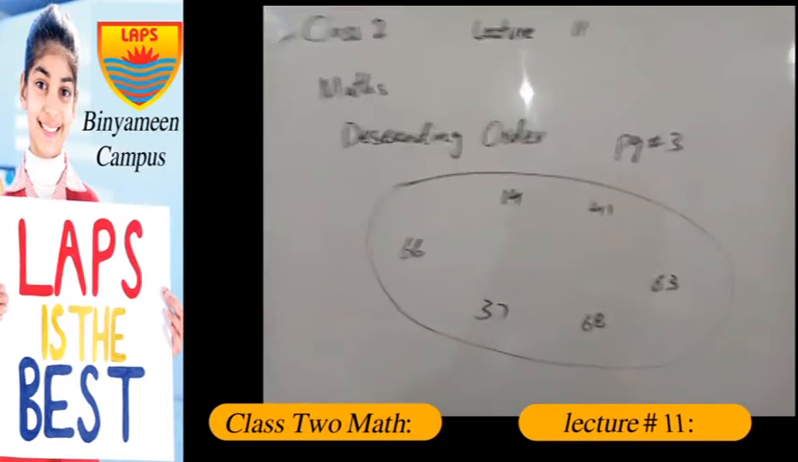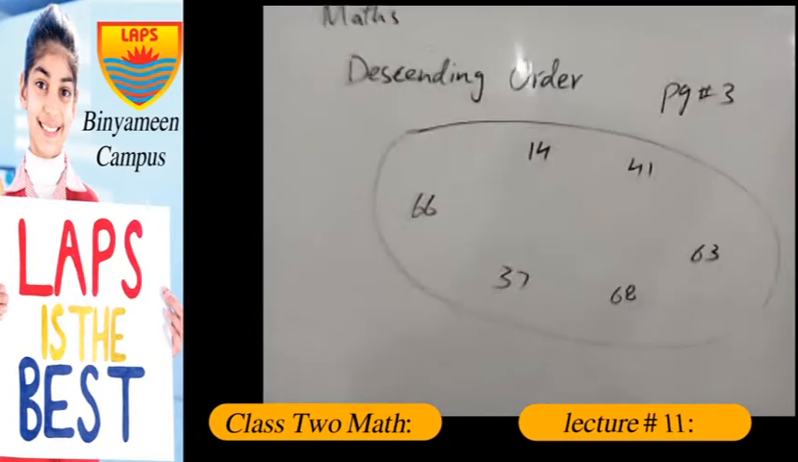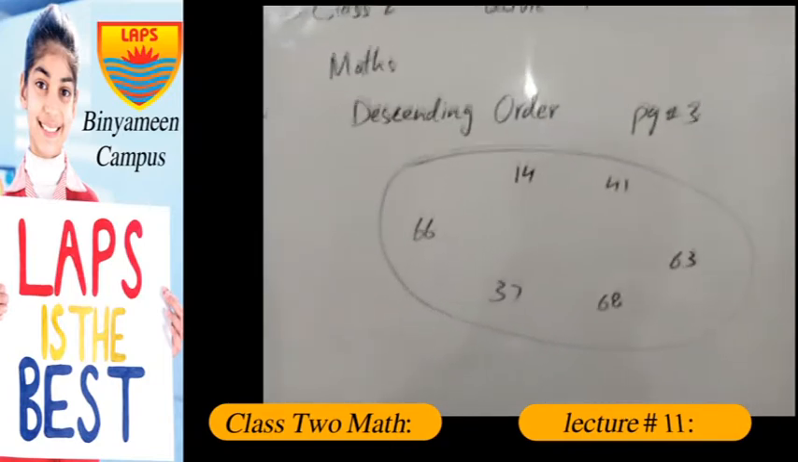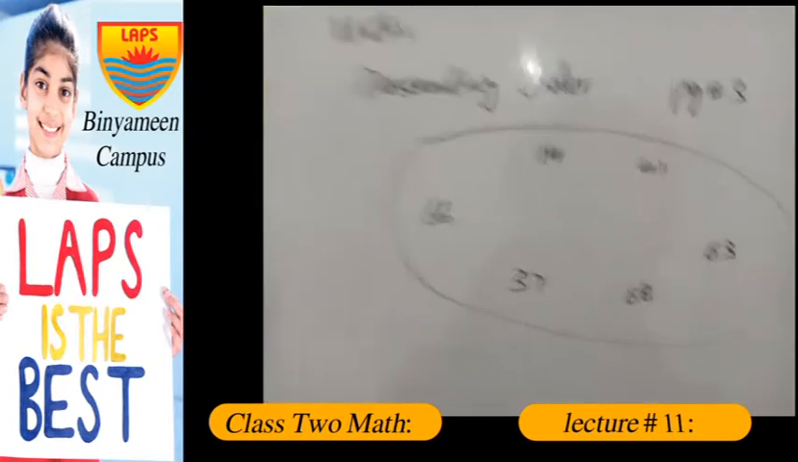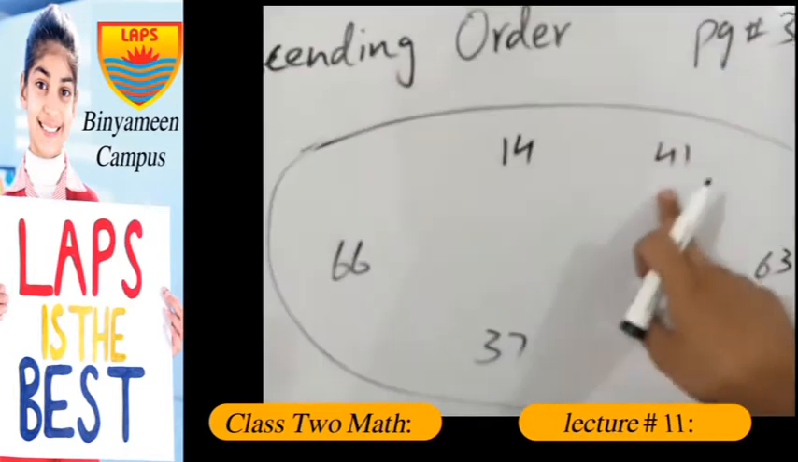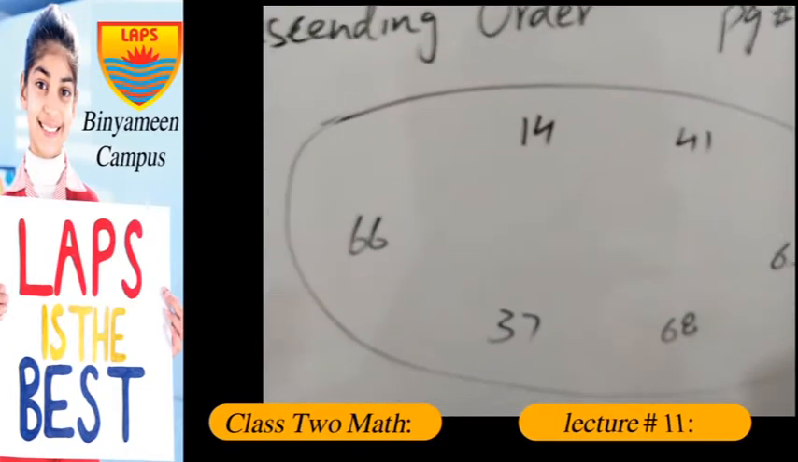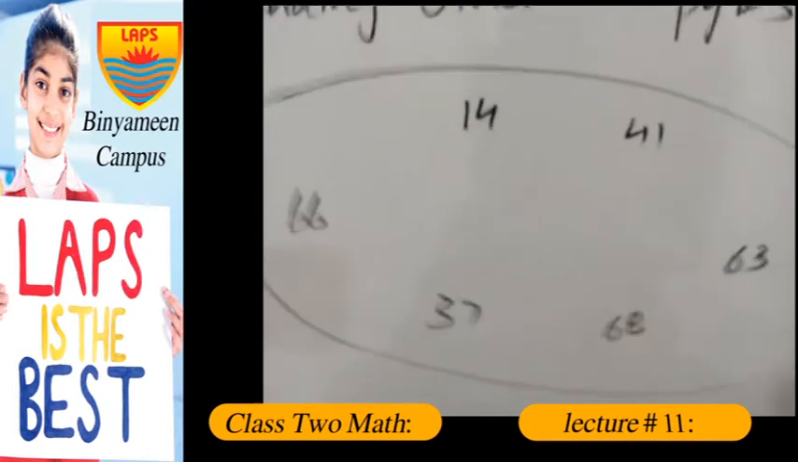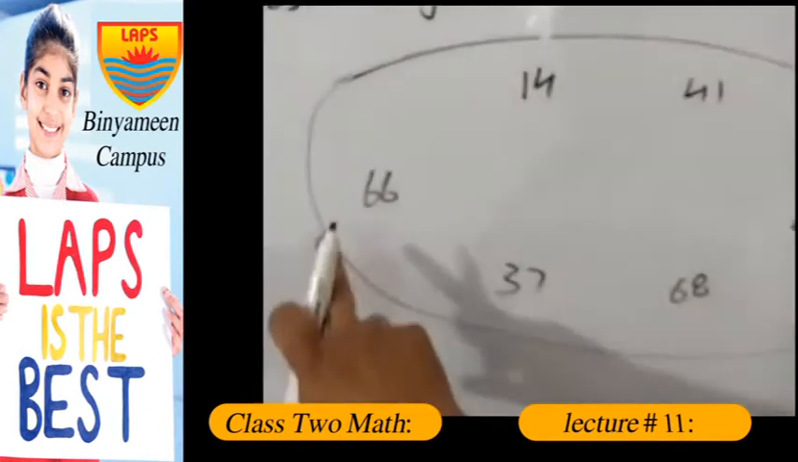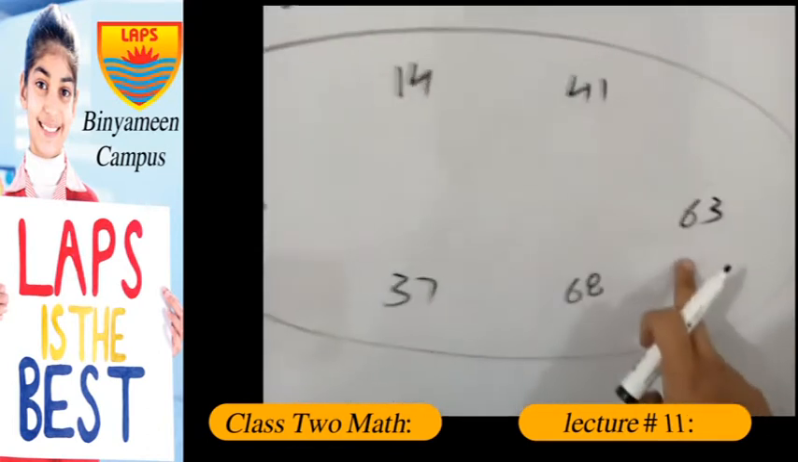Now descending order starts from the top, and we have to go from the greatest number down to the smallest number. So the numbers given here are 14, 41. We have to compare the numbers. Only three of the numbers have the biggest first digit, like 6, 6 and 6.